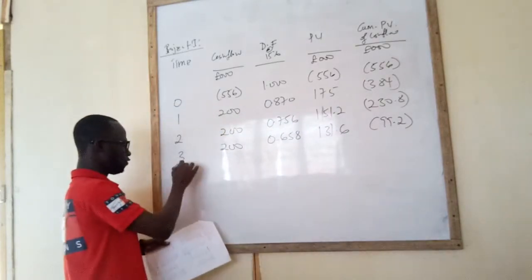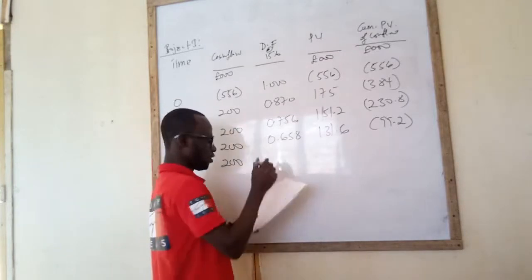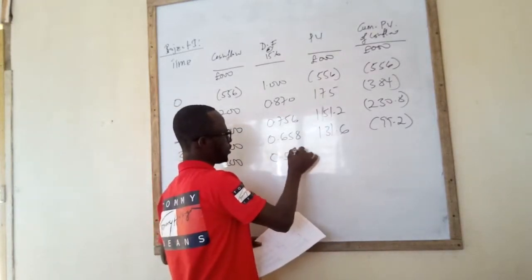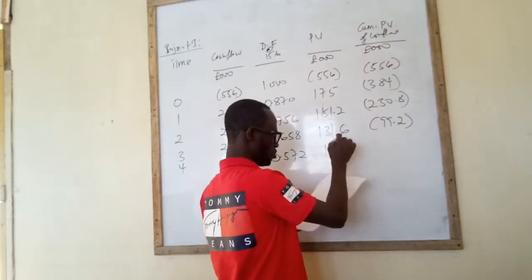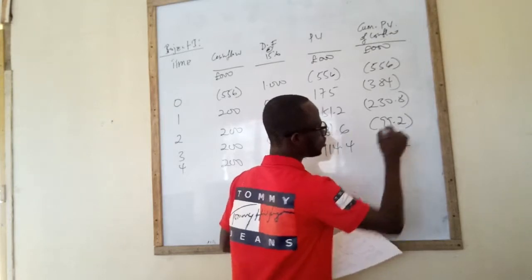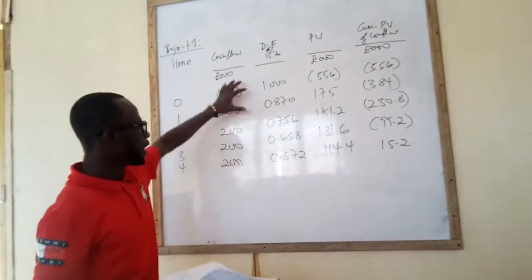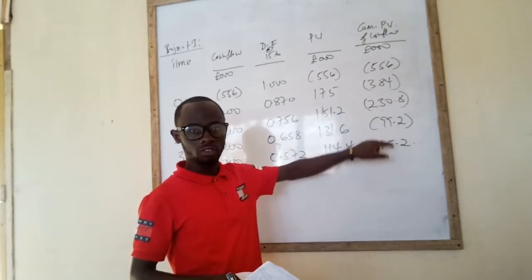Then we come to year 4. The same 200 is coming out. Present value is 0.572. When we multiply, we get 114.4. That leads us to a positive of 15.2. So we realize that the payback period is between what? The 3rd year and then the 4th year.